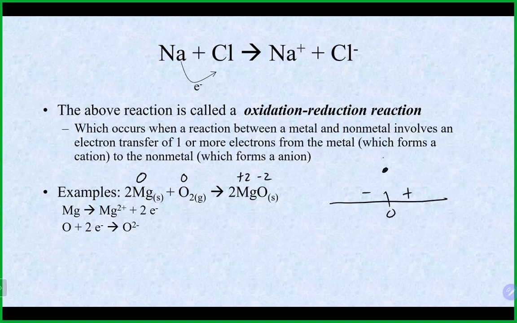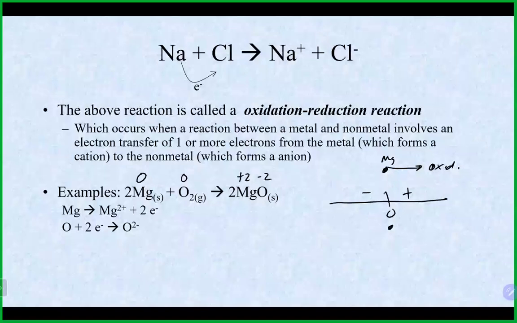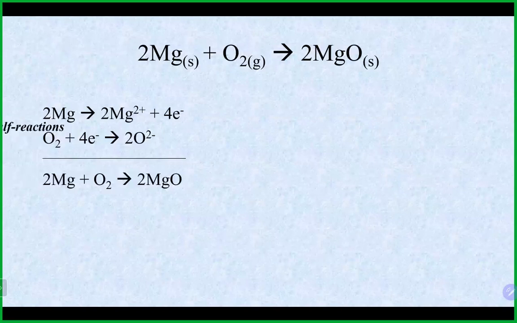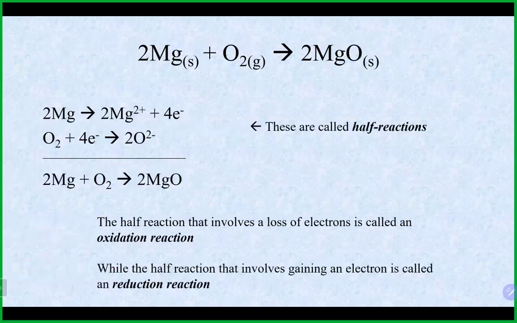Magnesium starting at 0, ending at +2. So becoming more positive, being oxidized. The oxygen starting at 0 and becoming -2, becoming more negative, which is becoming reduced. So again, if you can't remember metal, non-metal, you could again use the number line to figure out what is being oxidized, what is being reduced. Ultimately, in this case, what we're having is those electrons being transferred over to the oxygen in this case.